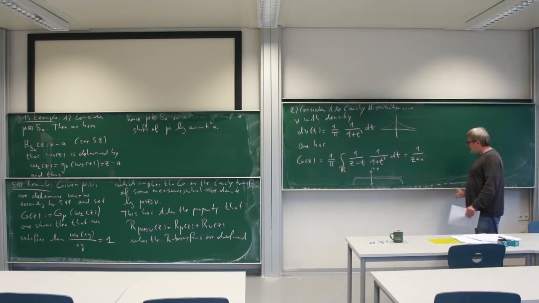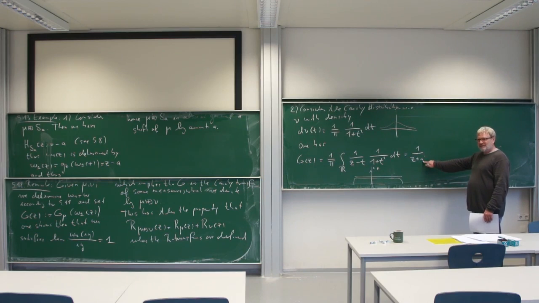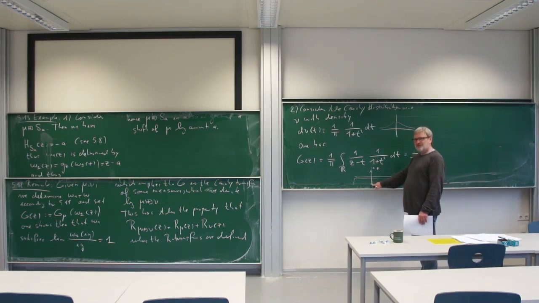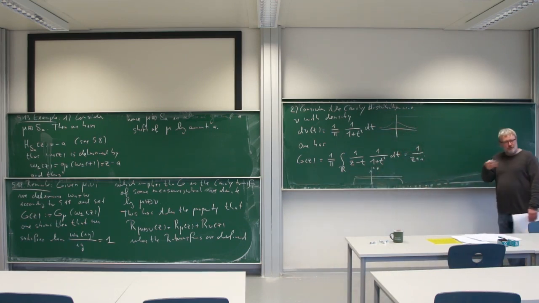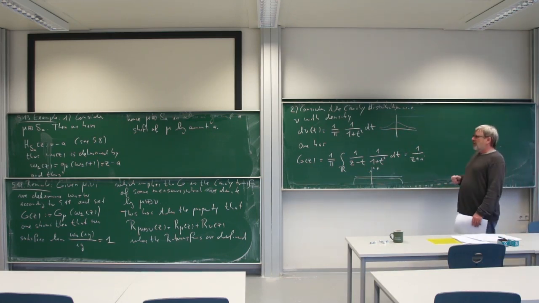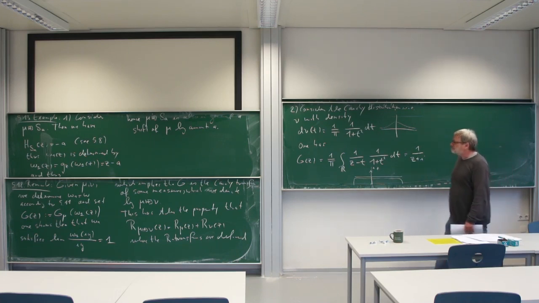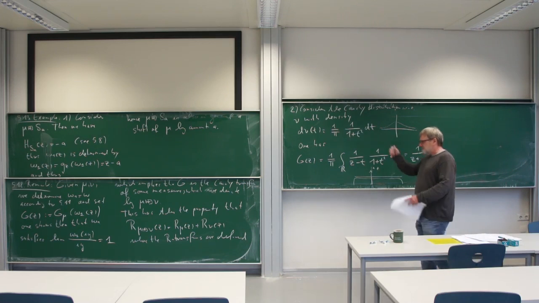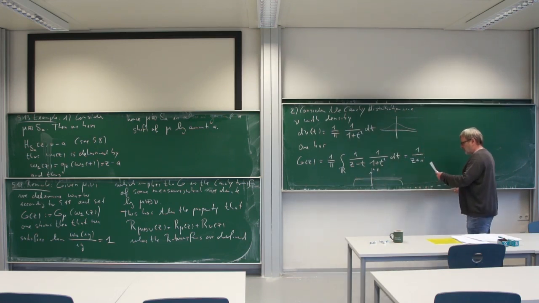And actually what we get looks like the Cauchy transform of a delta function at minus i. Of course, it looks as if I would have a delta function sitting here, but it's a probability measure on the real line. But from the point of view of the Cauchy transform, it behaves like this, which means for our free convolution, it behaves also like the convolution with a delta function.